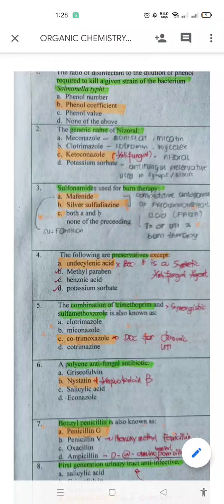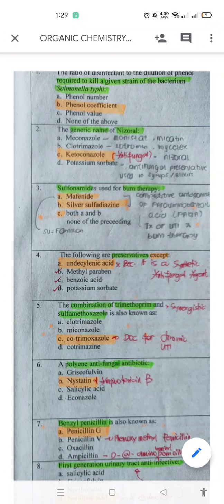So, the first question: the ratio of disinfectant to the dilution of phenol required to kill a given strain of the bacterium. Your choices here: phenol number, phenol coefficient, and phenol value. The answer is phenol coefficient. So, what is phenol coefficient?